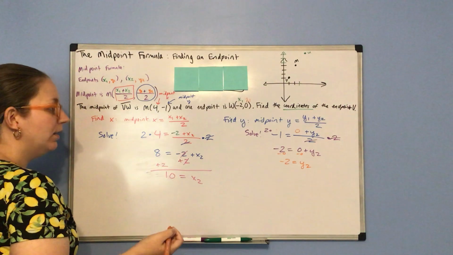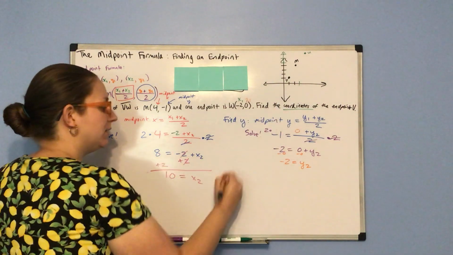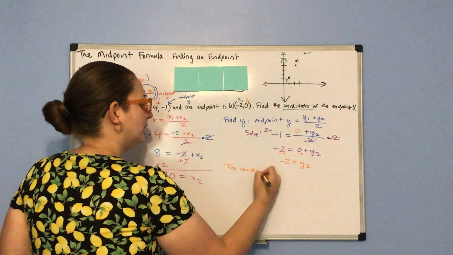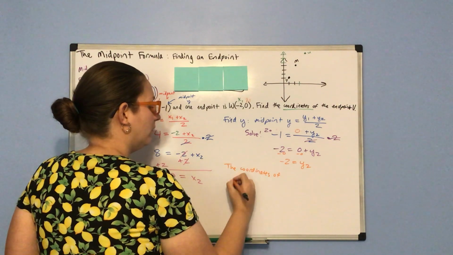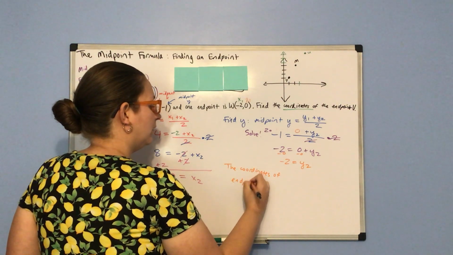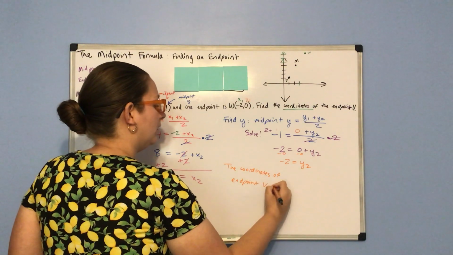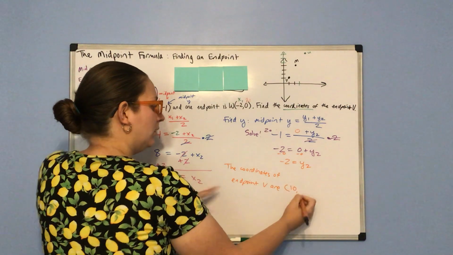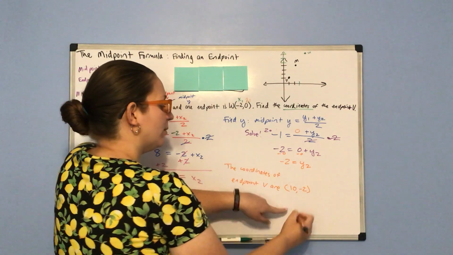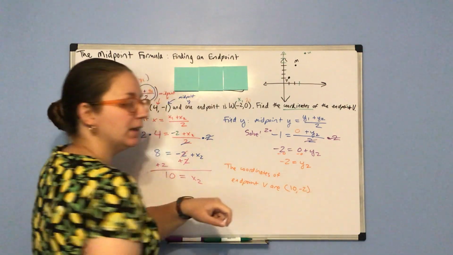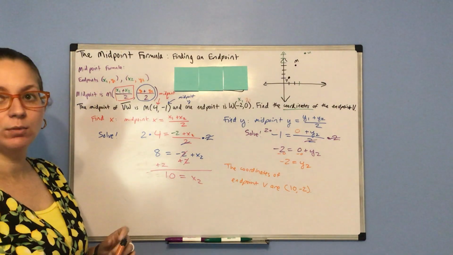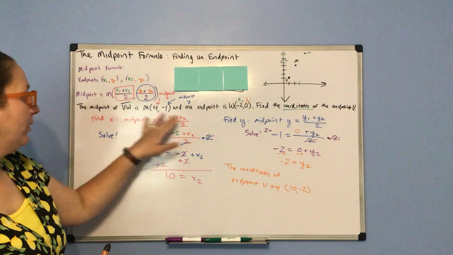I have everything I need. I just need to write my answer as coordinates. So the coordinates of endpoint V are x coordinate is 10, y coordinate is -2. Remember, it's always x then y, just like in the alphabet. So that is how you find a missing endpoint if you have a midpoint and the other endpoint.